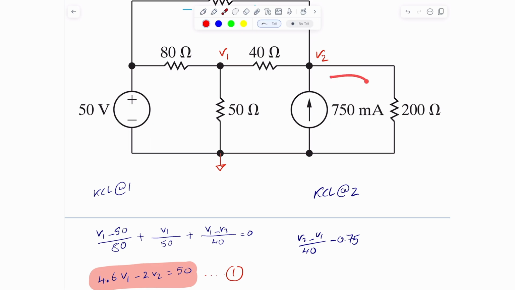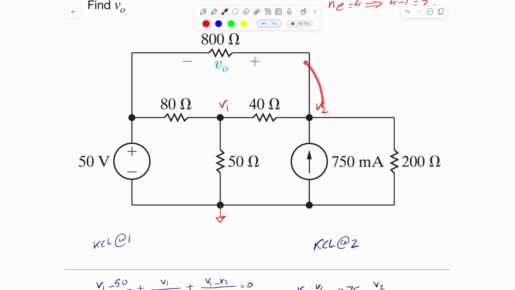And of course, we have the current going in here, and that current is simply plus V2 divided by 200. And then we have the current of the last one in here, which is going in here.